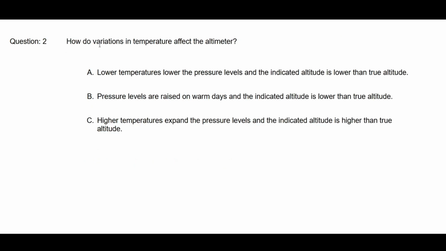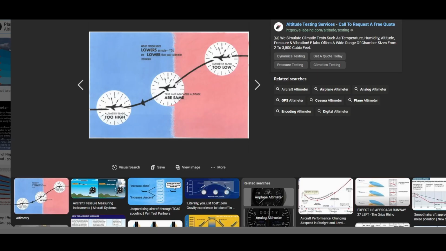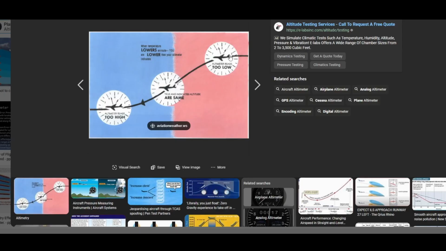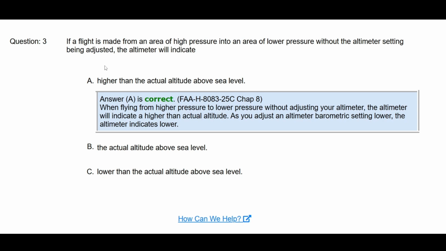How does variation in temperature affect the altimeter? B. The pressure levels are raised on warm days and indicated altitude will be lower than true altitude. If a flight is made from high pressure, which is low, to a lower pressure, which is high, without setting the altimeter, what will the altimeter indicate? That we're higher than true altitude.